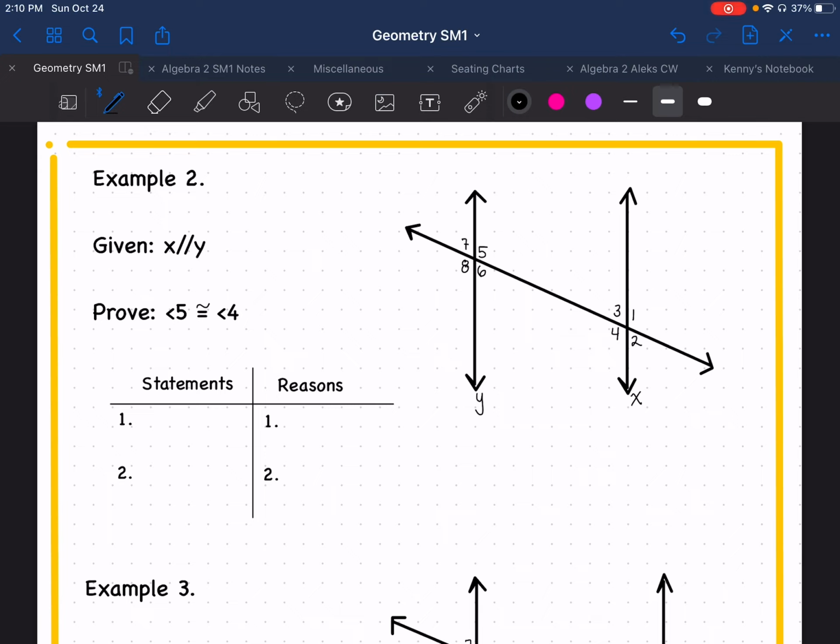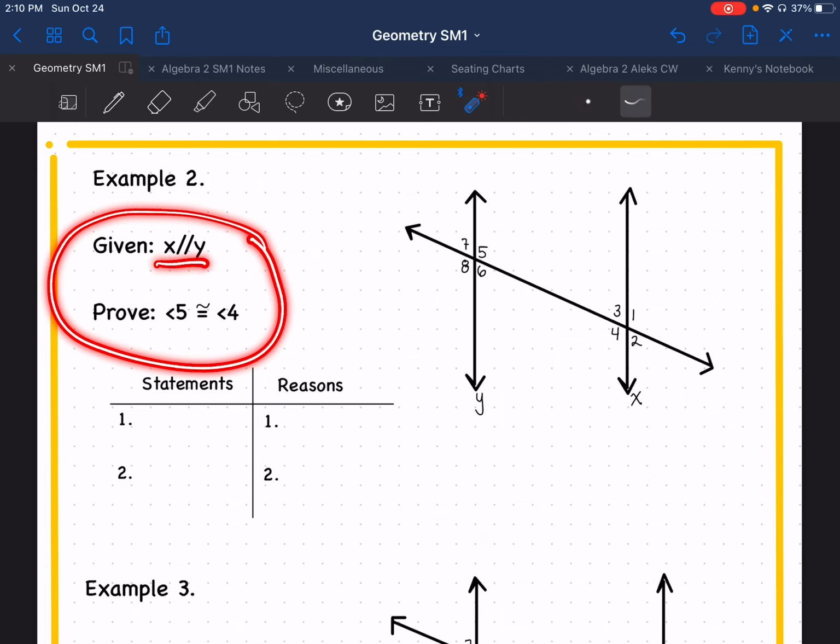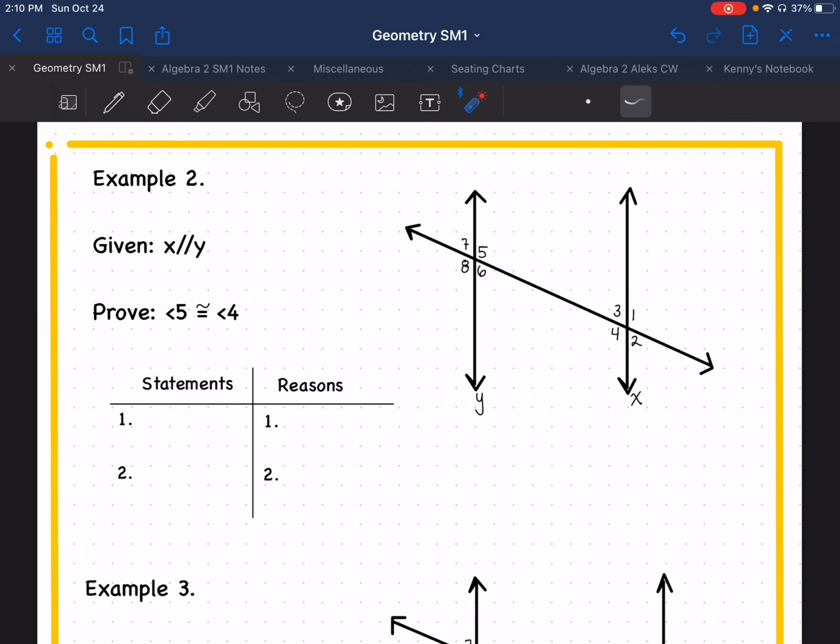We are given that line X and line Y are parallel to one another. So notice in the picture there are no marks. We are told that they are parallel. We need to prove that angle 5 is congruent to angle 4.